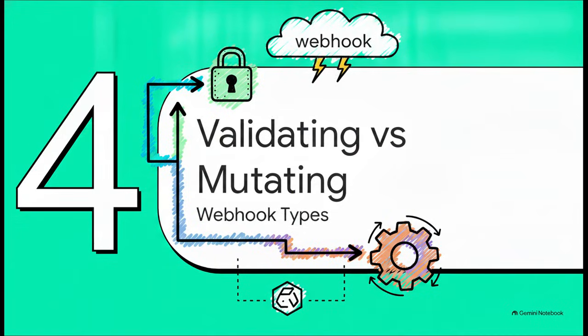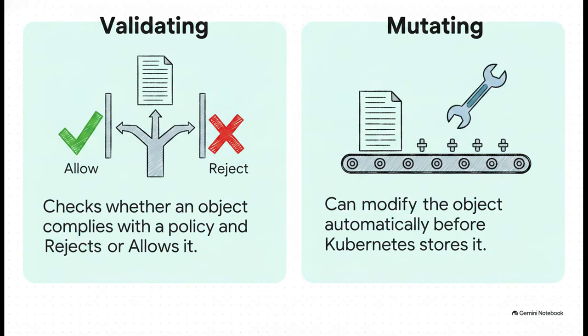Section 4, validating versus mutating webhooks. This is where the strategy splits. So, you have two very distinct types of webhooks. A validating webhook is your strict gatekeeper. It checks if an object complies with your policies and then simply allows it or rejects it. No compromises. A mutating webhook, on the other hand, is more like an assembly line worker. It intercepts the object and can actually tweak or modify it automatically before Kubernetes stores it.